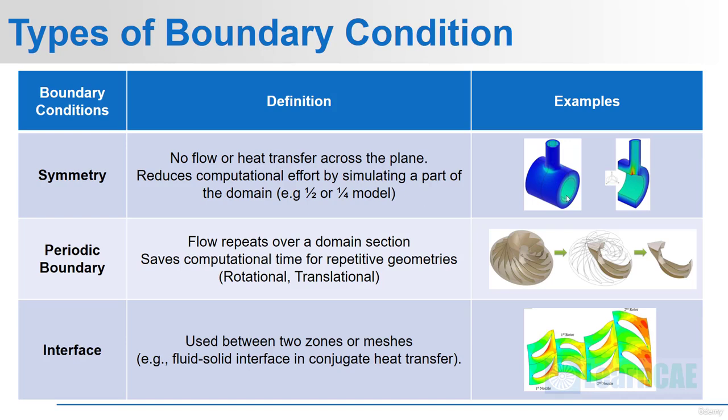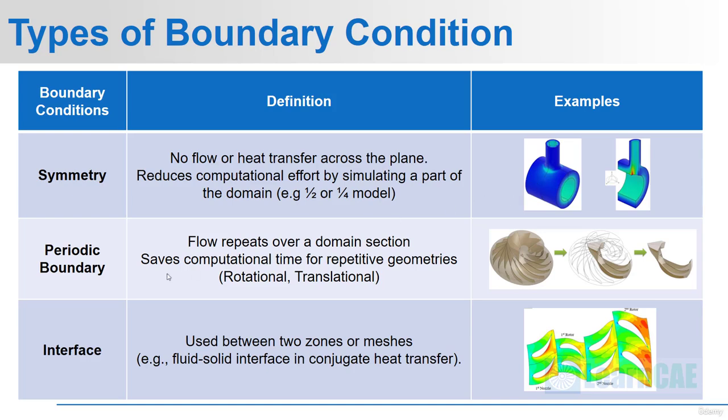So in this image if you see, this object can be symmetrically divided into 4 parts and we can choose any one part and then apply symmetry condition on the common faces. By this method, we can solve 1/4 of the domain and we can get the results for the whole body. So this is called symmetry condition.